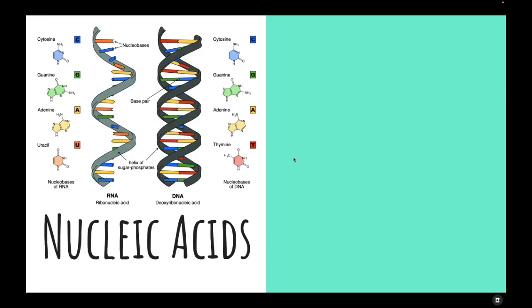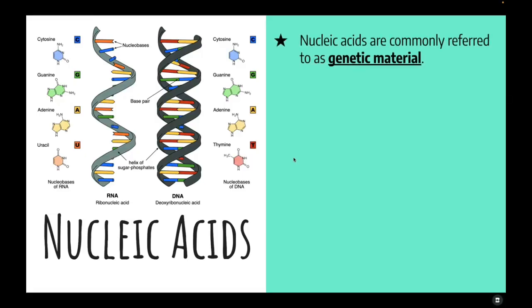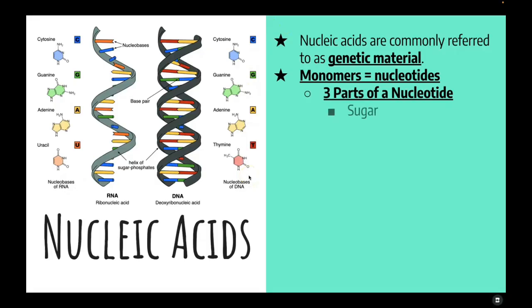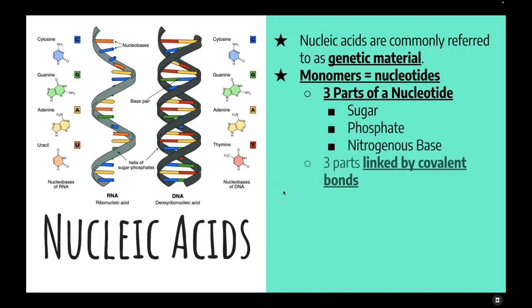So nucleic acids are commonly referred to as your genetic material that's transferred and stored. They're made up of something called nucleotides, which, depending on whether it's RNA or DNA, have the bases C, G, A, and U for RNA, and C, G, A, and T for DNA. Each nucleotide is made up of 3 parts: a sugar, a phosphate, and then a nitrogenous base.